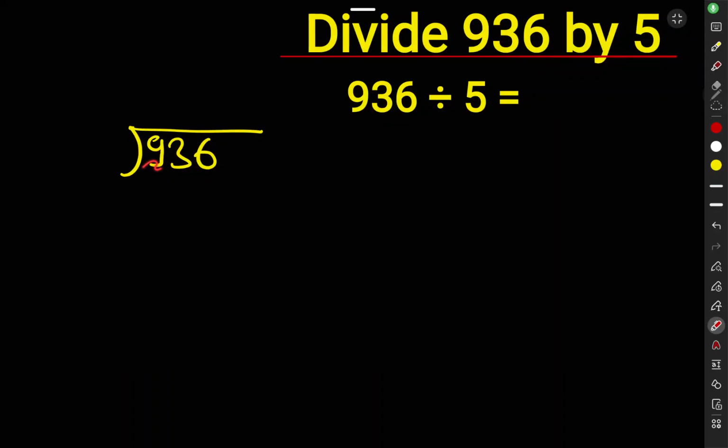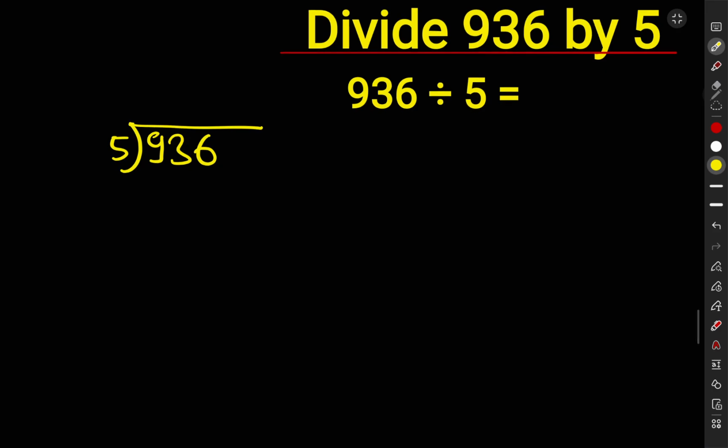We divide 936 by 5 in long division method. 5 times 1 is 5. On subtracting we get 4. So now we put down this 3 and it is 43.